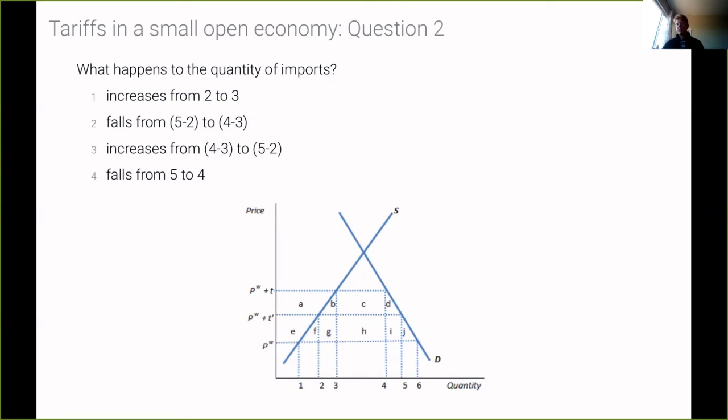Next, we can think about what's going to happen to the quantity of imports. I already showed this graphically, but the quantity of imports used to be from 4 to 3. Now domestic consumers can consume at a lower price, P world plus T prime, and so they're going to consume a quantity of 5. Domestic suppliers are only going to supply a quantity of 2. And so the quantity of imports is going to increase from 4 to 3 to 5 to 2. And so the correct answer here is 3.